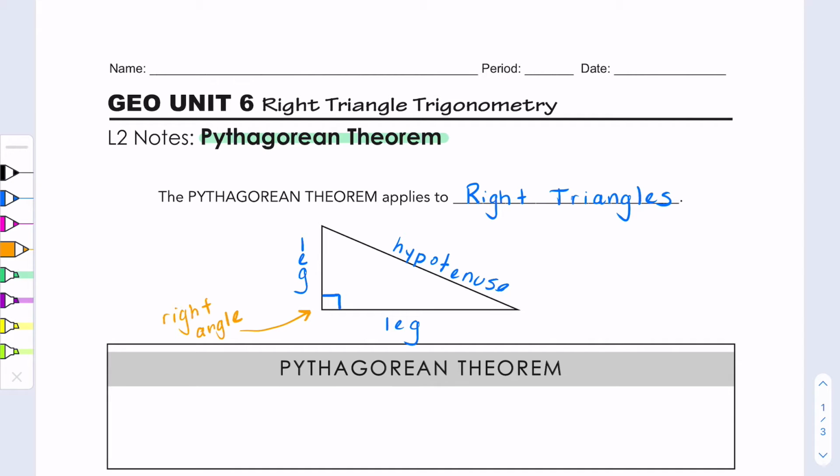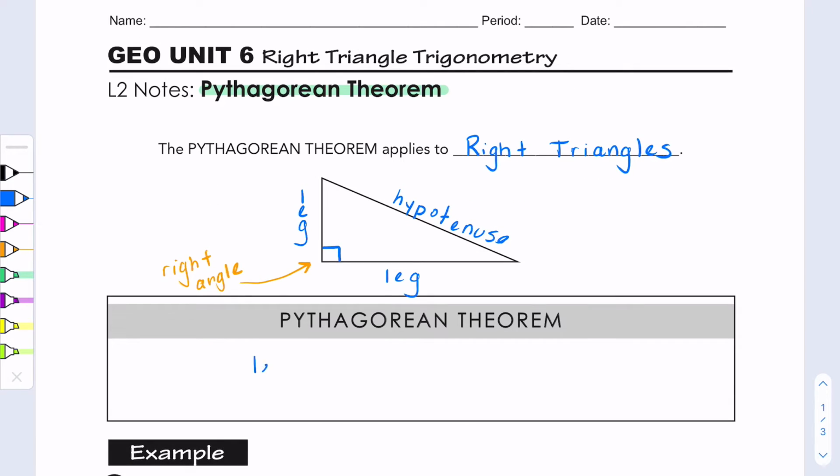So many times teachers teach the Pythagorean theorem as a squared plus b squared equals c squared. I generally teach the Pythagorean theorem as leg squared plus leg squared is equal to the hypotenuse squared.